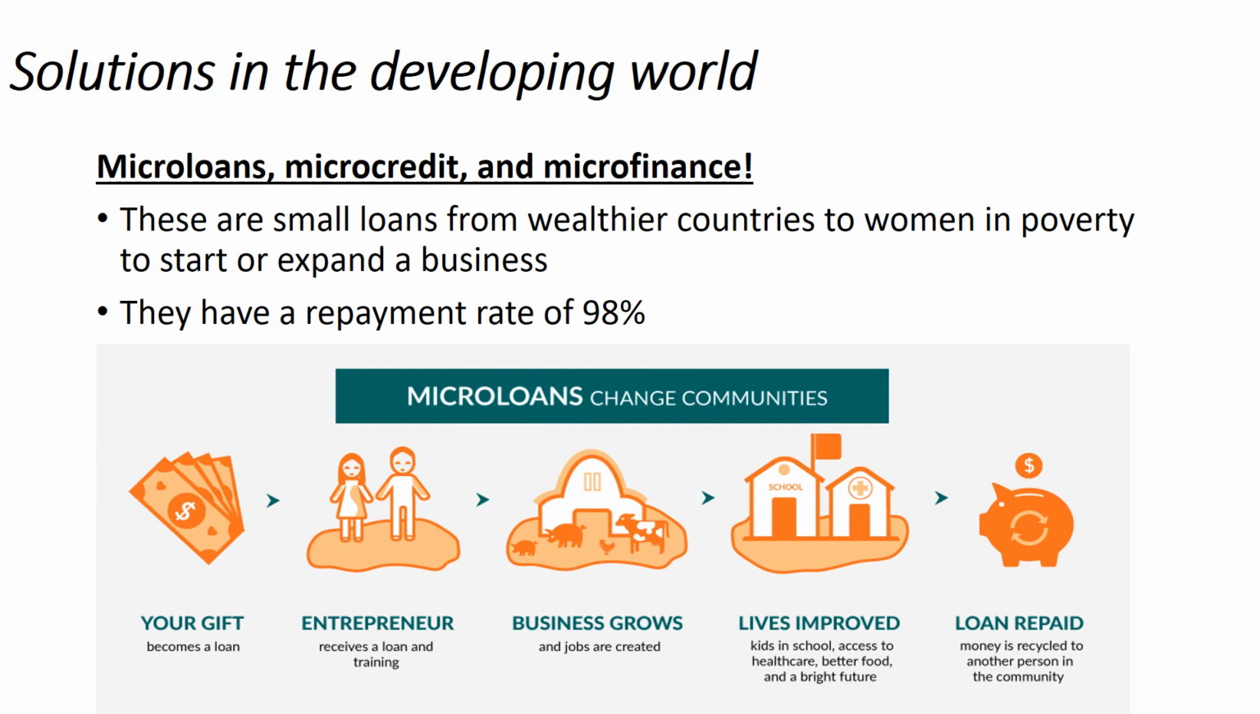It doesn't really matter, but the fact is, we have these things called NGOs, non-government organizations, that are collecting money to give to women around the world as small loans to start and expand businesses. And the repayment rate for these really poor communities is a whopping 98%. So it seems to be working, right?